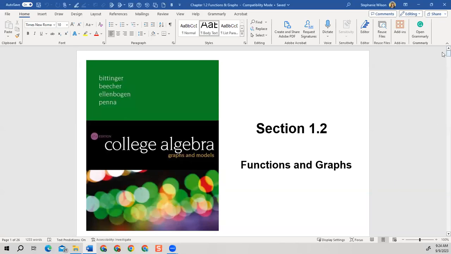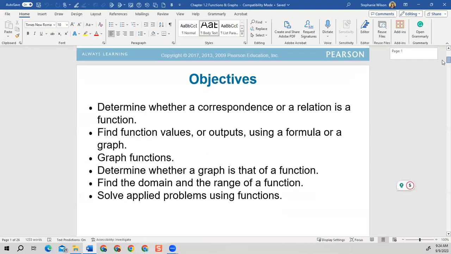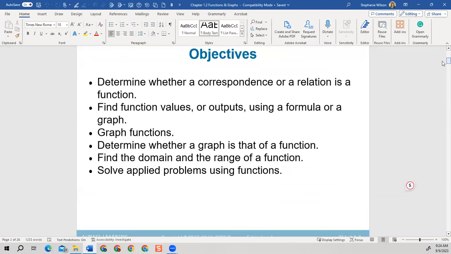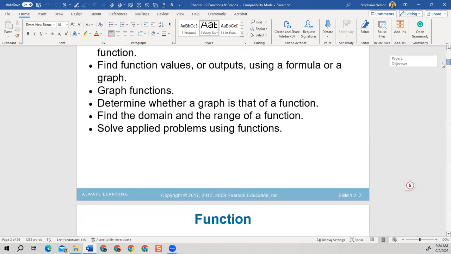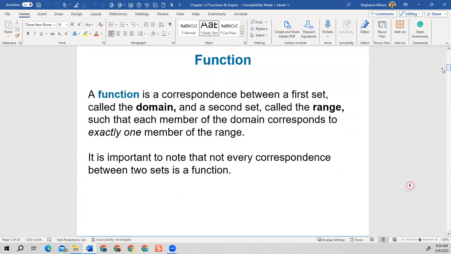Let's talk about functions and graphs. If you want to pause the video just for a moment to read this, these are our objectives for this section. Let's move on.